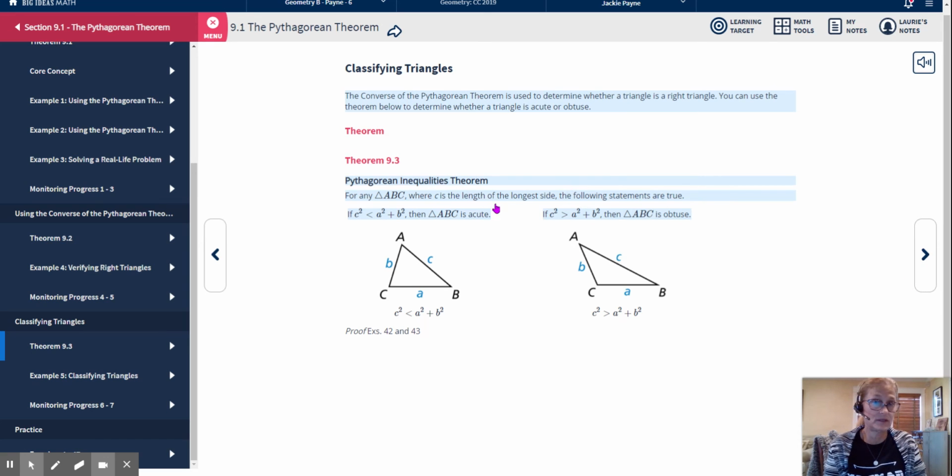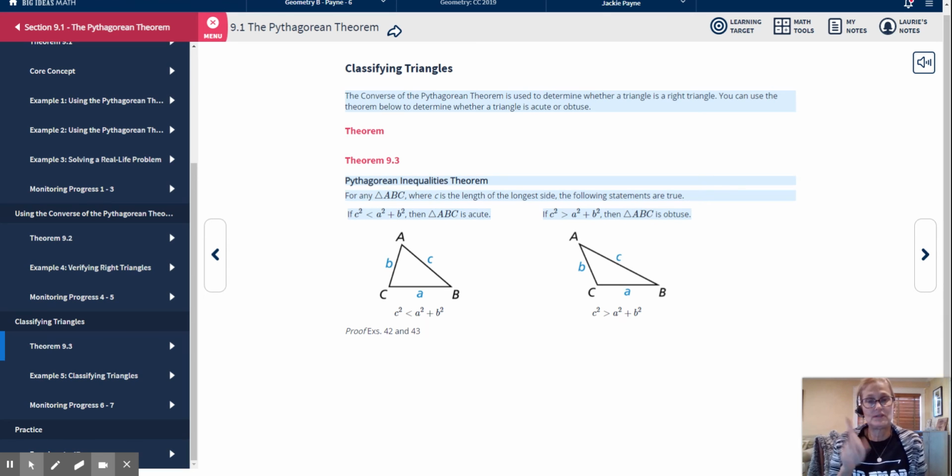If you look, this is Theorem 9.3. For any triangle ABC, where c is the length of the longest side, we would call it the hypotenuse if it were in a right triangle, because the hypotenuse is always across from the right angle. Otherwise, these are not across from 90 degrees, so we can't call them hypotenuses, but we can call them the longest side.